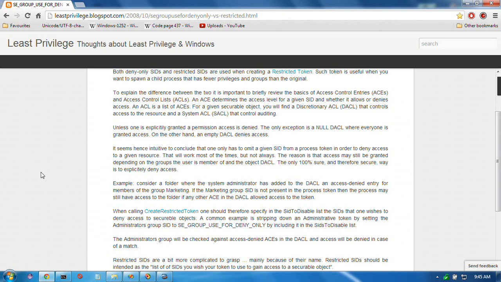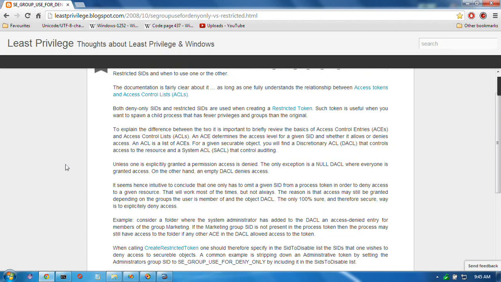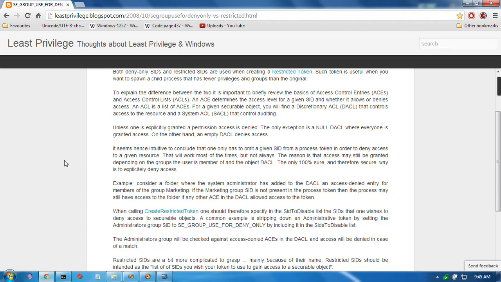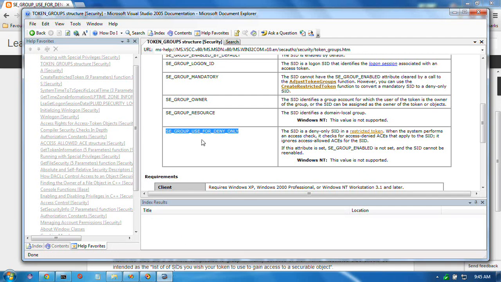The time keeps moving along, and I said I wanted to give you a definition of what a restricted access token is, and also to correct that sentence in the help file.